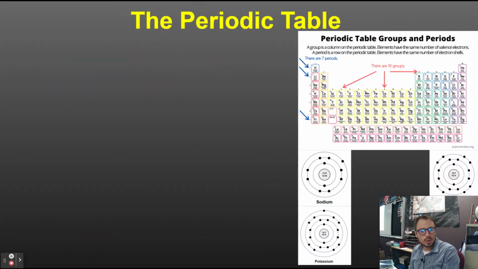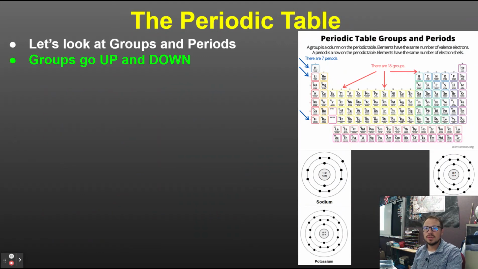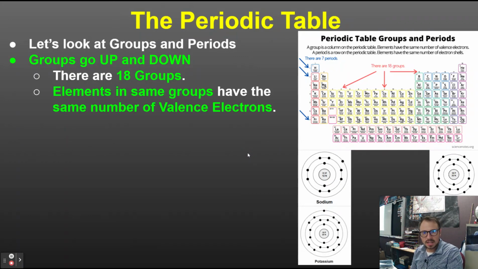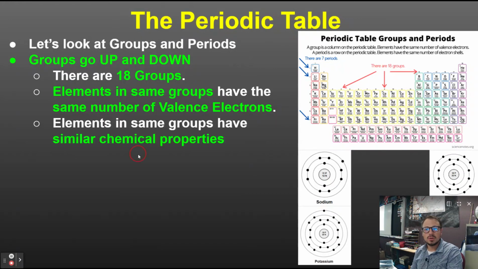So if we organize the periodic table even further, if we look at groups, they go up and down. There are 18 groups. Elements in the same group have the same number of valence electrons, which means they have similar chemical properties. So if you look here, there are 18, and these are written on there. You can kind of see they're a little bit small, but 1, 2, 3, 4, 5, 6, 7, 8, 9, all the way up to 18.